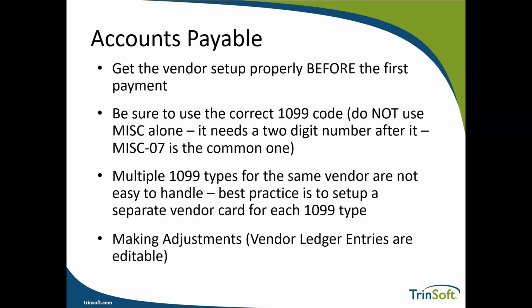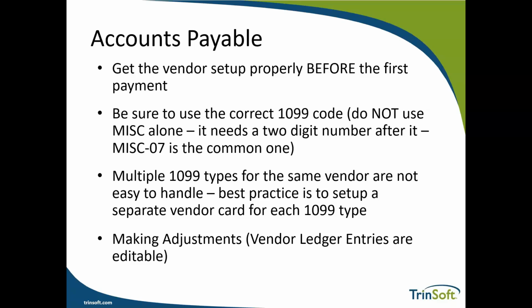Now, as previously mentioned, it's key to get the vendor set up properly before the first payment is made. This is one of those areas where it's key to set up correctly throughout the year instead of waiting until the end of the year. Now, in the setup of 1099s for the vendor, it's important not to use the code MISC or miscellaneous alone. Users will want to use the miscellaneous code with a specific 2-digit code. One of the more common codes we often use is MISC-07.